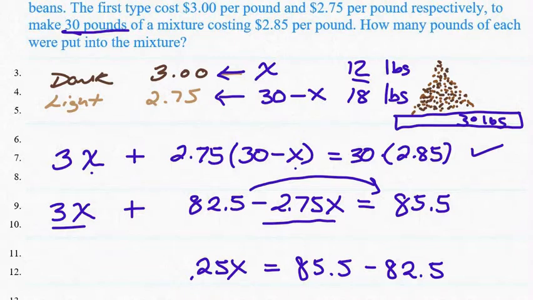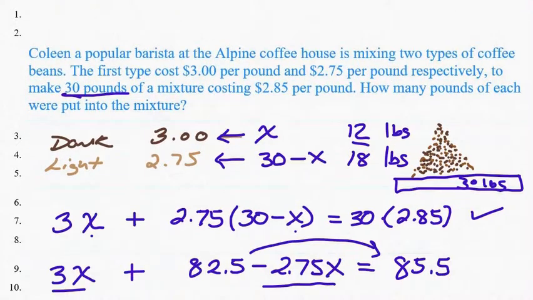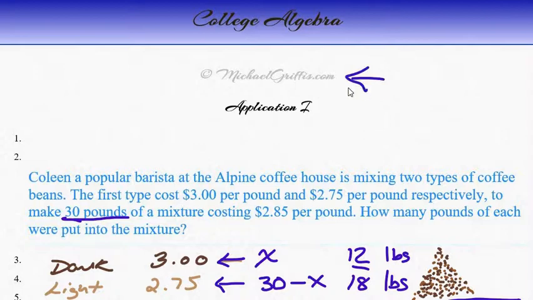Maybe I should check that real quick. 3 times 12 plus 2.75 times the quantity 30 minus 12. I get 85.5, so that should be $85.50. And 30 times 2.85 is 85.5. Yep, it works out. Okay, setting up that equation is pretty important. See you in the next problem.